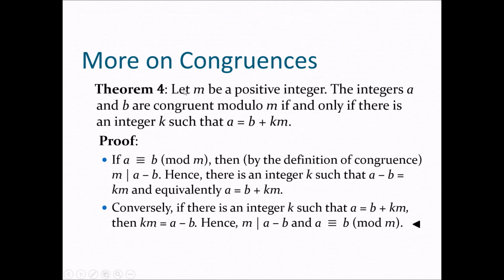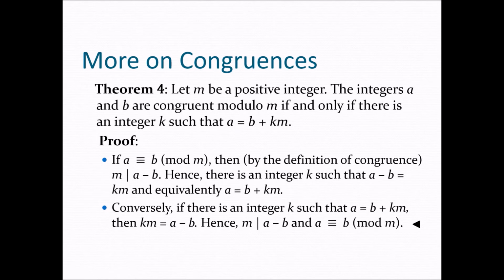Now more on congruences. Let's have a look at this theorem. This theorem states that, let m be a positive integer. These signs are very important. The integers a and b are congruent modulo m if and only if there is an integer k such that a is equal to b plus km. This is quite straightforward from the definition.